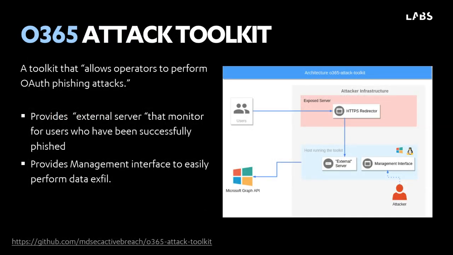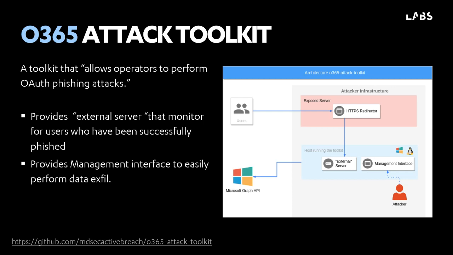Just a little bit more information about the tool. The Office 365 attack toolkit is an open source tool for conducting consent phishing attacks. It provides the capability to generate links that will be sent to our victim user, and when they click it, it will also request the excessive permissions that the application is asking for.